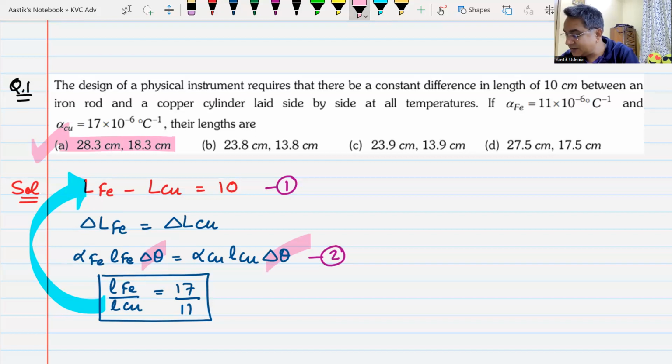Now, once you understand, the calculation is different. The calculation should be simpler if it comes to you. It's because of 17 by 11 that this is becoming so difficult. If it had been 1:2 or 2:1 or something like that, the answer would have been simpler. Do we understand this? Yes or no?